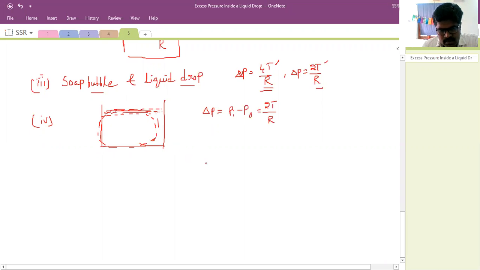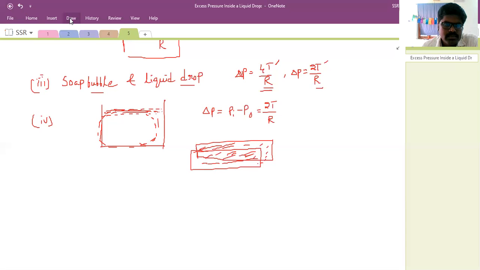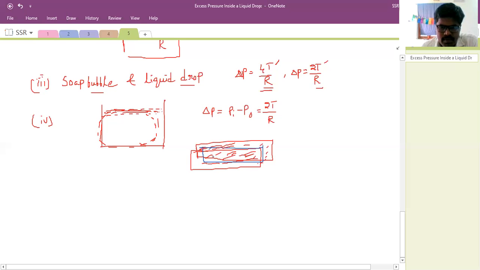So you can imagine a surface film means, suppose you have a glass plate like this, and below that another glass plate like this. In between two glass plates, there is a liquid layer. Suppose this is the liquid layer in between two glass films. So this liquid layer, with respect to the sides, is like a curved surface, like this.